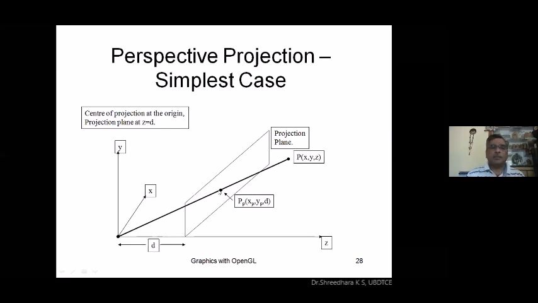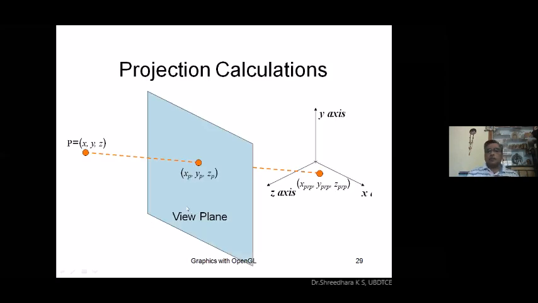The center of projection is at the origin. The projection plane is at z equal to d. So using this data, the given data are x, y, z with respect to any point and the distance d. Using this, you have to find out the value of xp and yp. So this is the observation. That is, xyz is projected onto your viewing plane. What is the equivalent value of xp, yp?